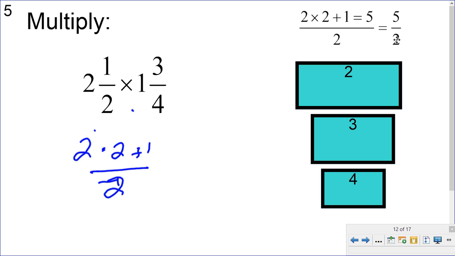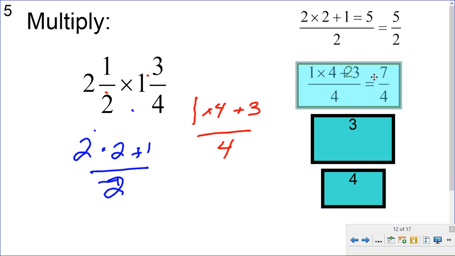We're going to now work on the second part of that fraction, the 1 3/4. So we'll multiply 1 times 4 and then add to that 3 and keep the denominator 4. So our second box will be 1 times 4 is 4 plus 3 gives us 7, and that's going to stay over 4. So we have 7/4 for the second fraction.